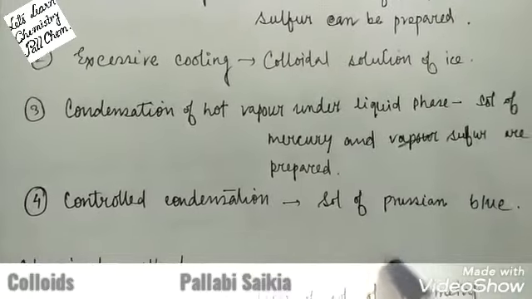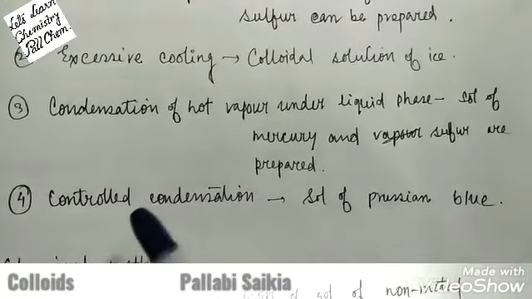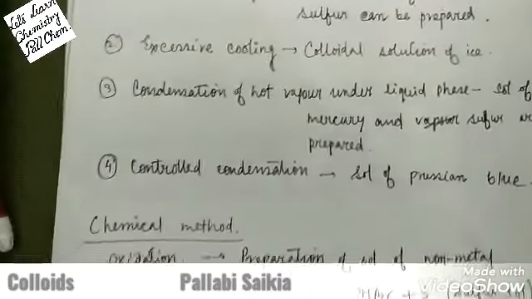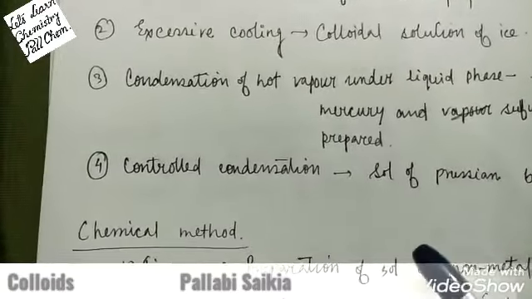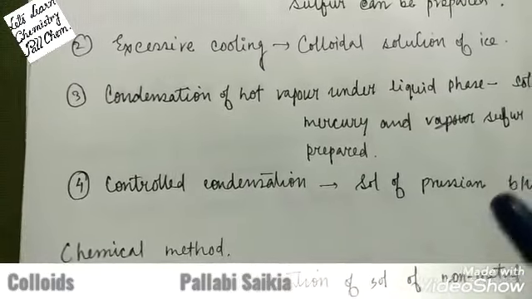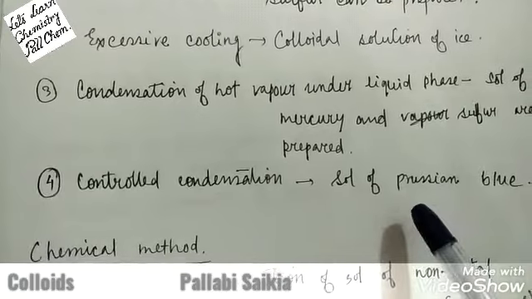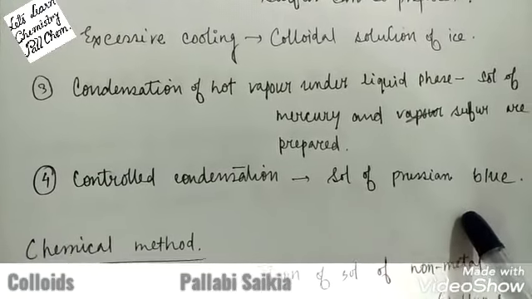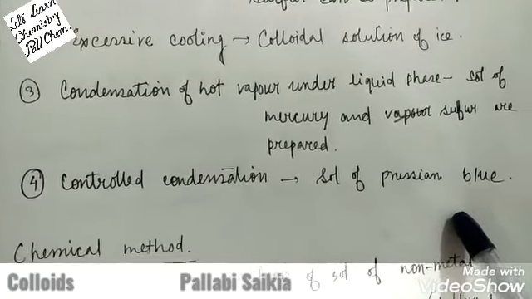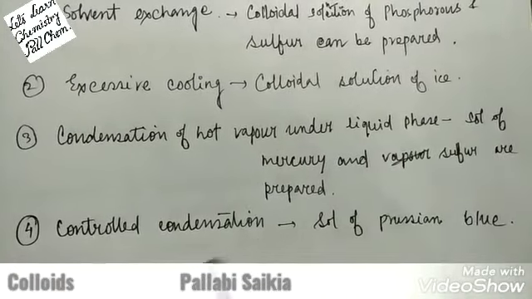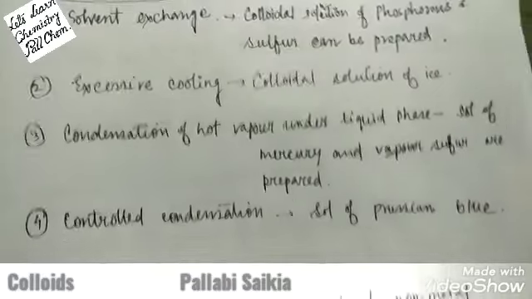Next is controlled condensation. By this method, sol of Prussian blue can be obtained. The colloid solutions are prepared by precipitating them in the presence of some colloids like starch or gelatin. By this method, sol of Prussian blue can be obtained.